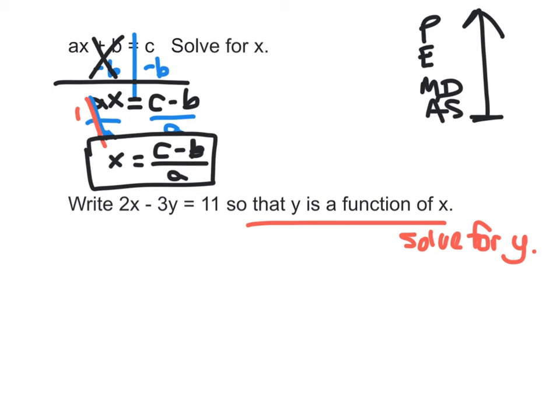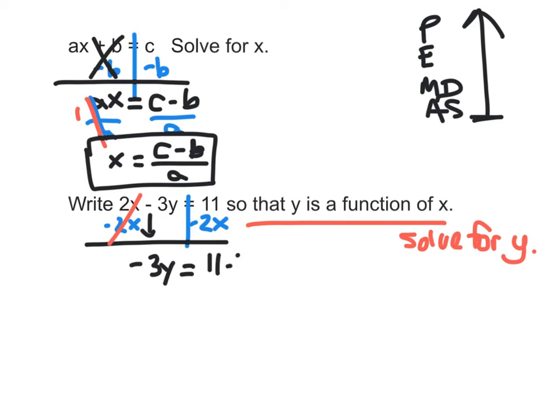The next one, write 2x minus 3y equals 11 so that y is a function of x. That means solve for y. So again, following the same steps, we want to get rid of the 2x that's in front of the y, so we're going to subtract 2x from both sides of our equation. Hopefully you notice right away, we cannot combine these two terms. 2x minus 2x is 0. Be very careful here. This negative sign must come down. We have negative 3y, check to see that you did that, equals 11 minus 2x.